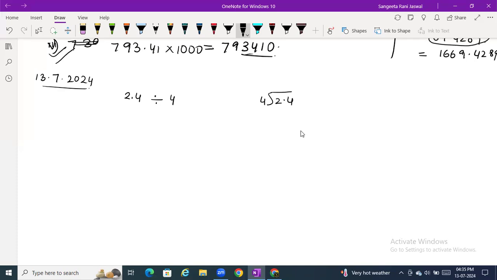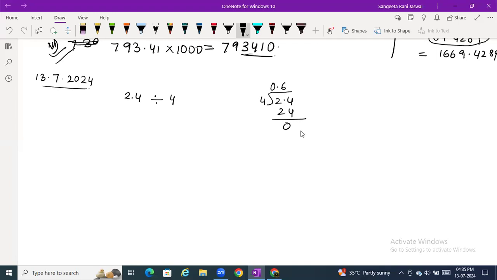So how do you do this? Just ignore this decimal point now. Okay. Now 4 multiplied by 6 gives you 24. And you had a decimal point here between 2 and 4. So you will put the decimal point here. Okay, ma'am. Ma'am, don't we put the decimal point after 6?